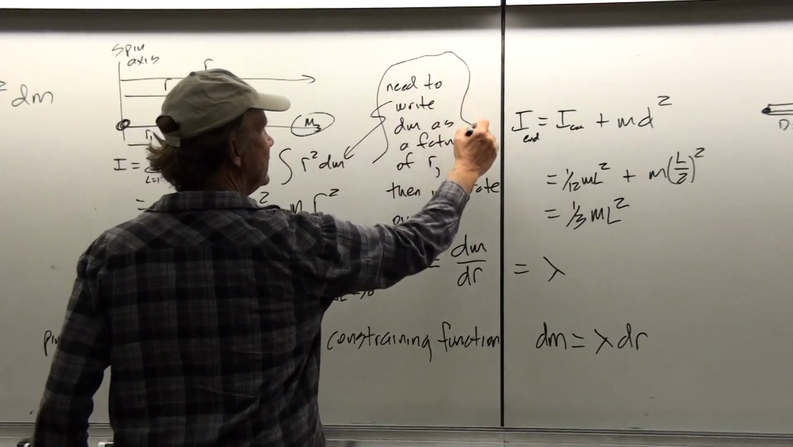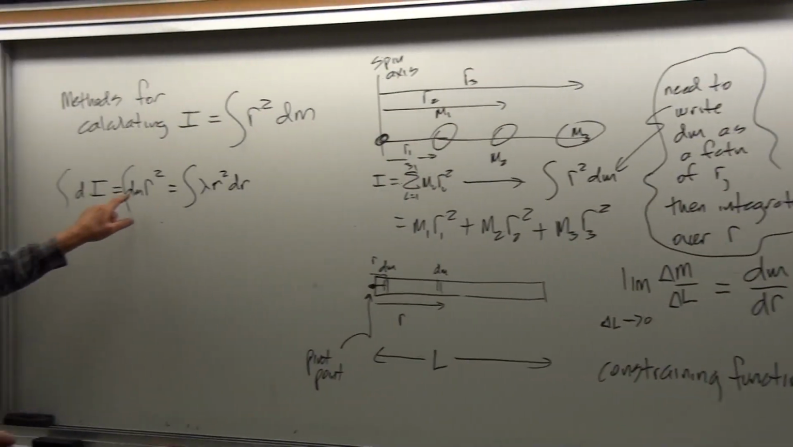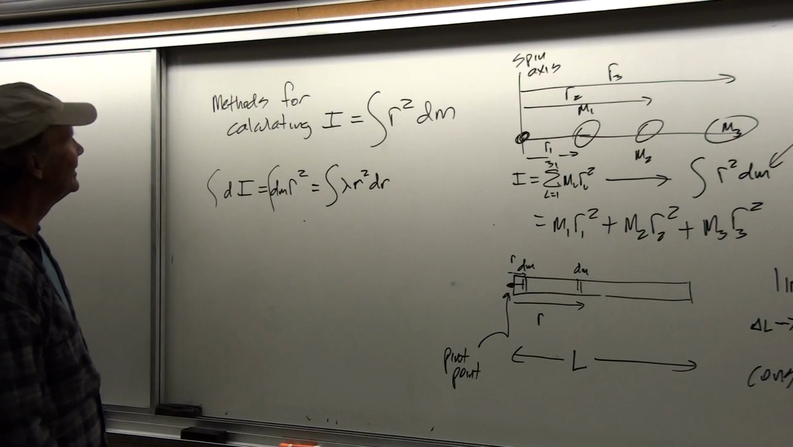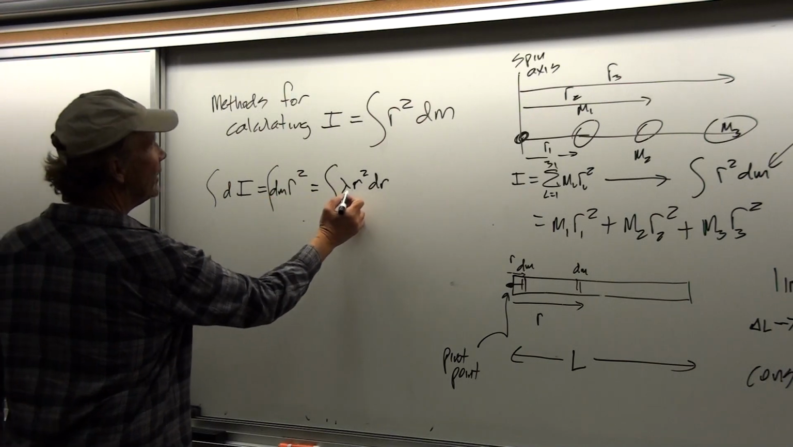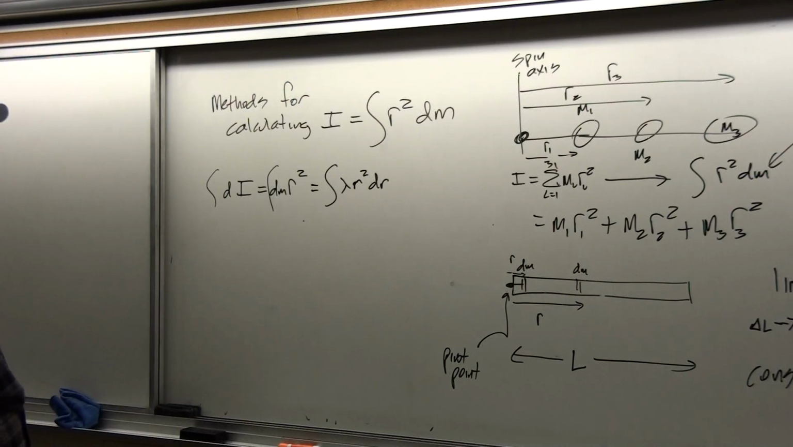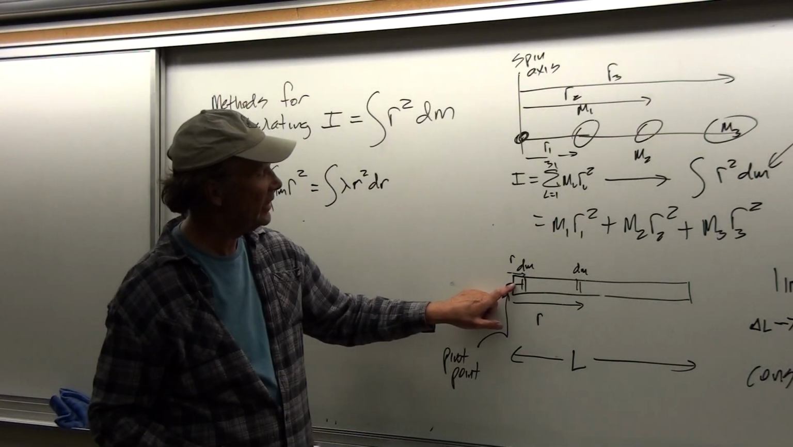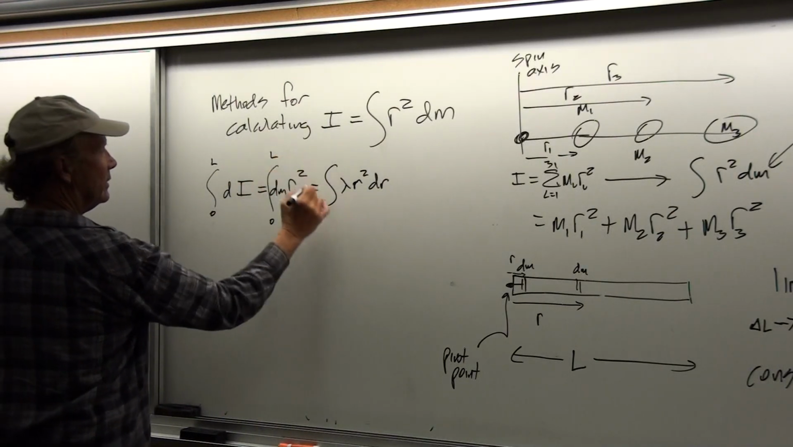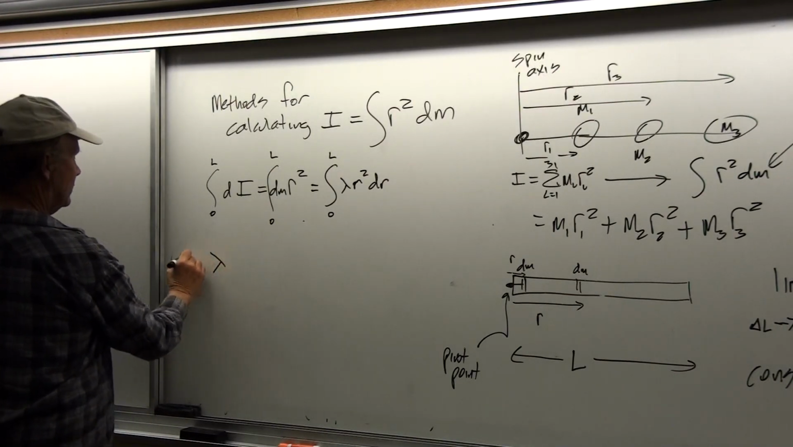I needed to write dm as a function of r, so that now I can do a single integration over r. This would be like a double integral, but it's not really a double integral because there's no integration variable for r. Our integration variable is in m, so it's better to just write the dm as some constant times dr, and then we can integrate. And so this is going to be from 0 to L, because here r starts out at 0 and it goes to the total length L of the meter stick.